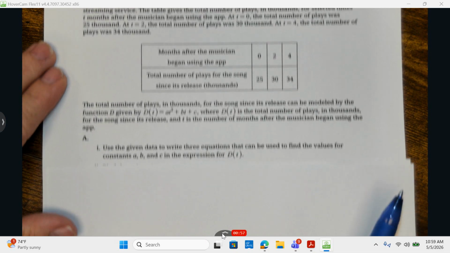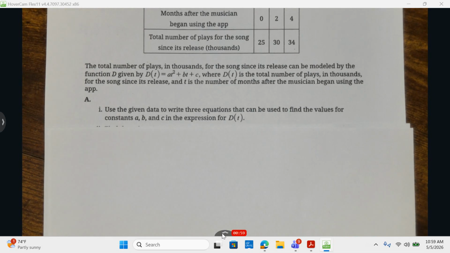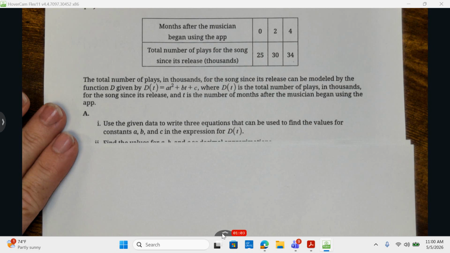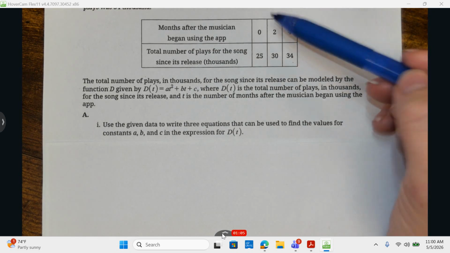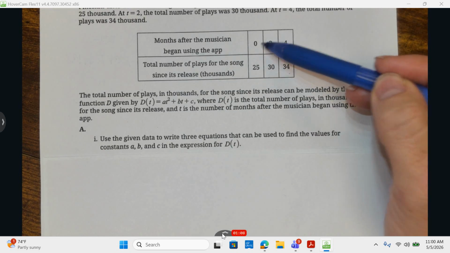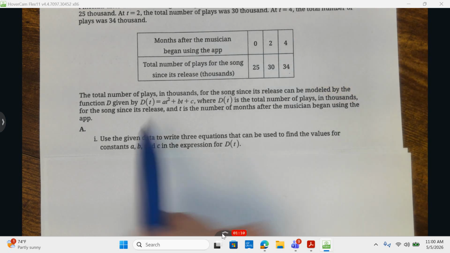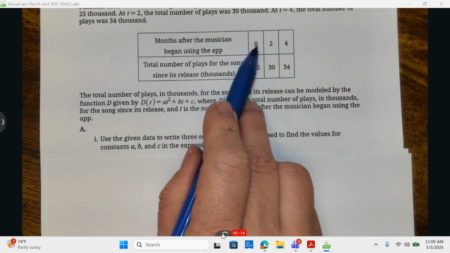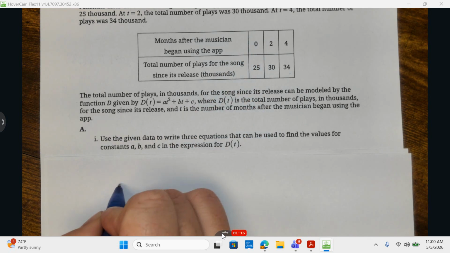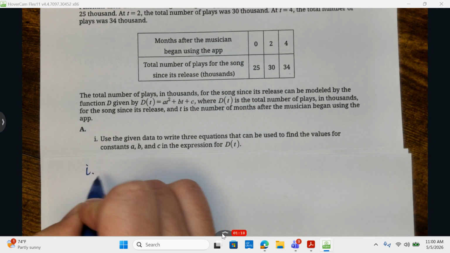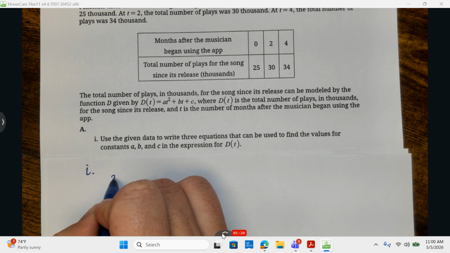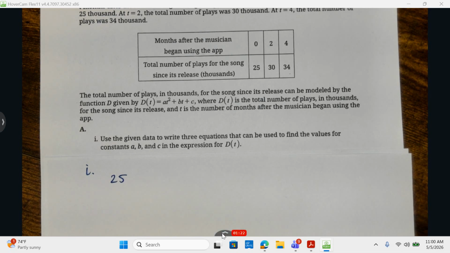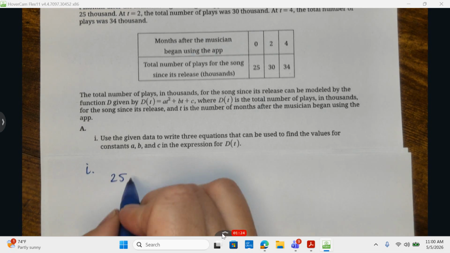Let's get started. So for the first one, we are going to create 3 equations. I'm going to create the equations with what I see. This is my input in time, and this is my output. So I'm going to come to this equation. My input is going to be 0. My output is going to be 25. So for the first part of A, I have 25. And if you wrote 25,000, I'm going to leave it in this form.